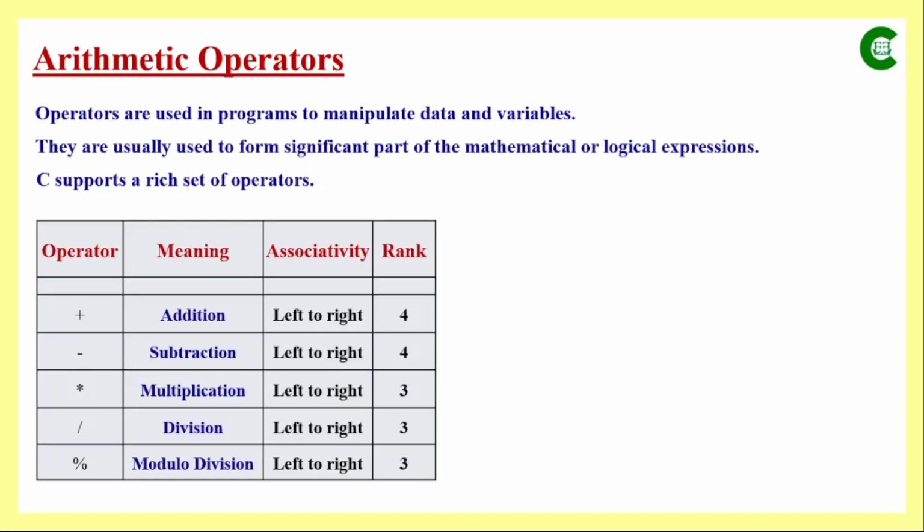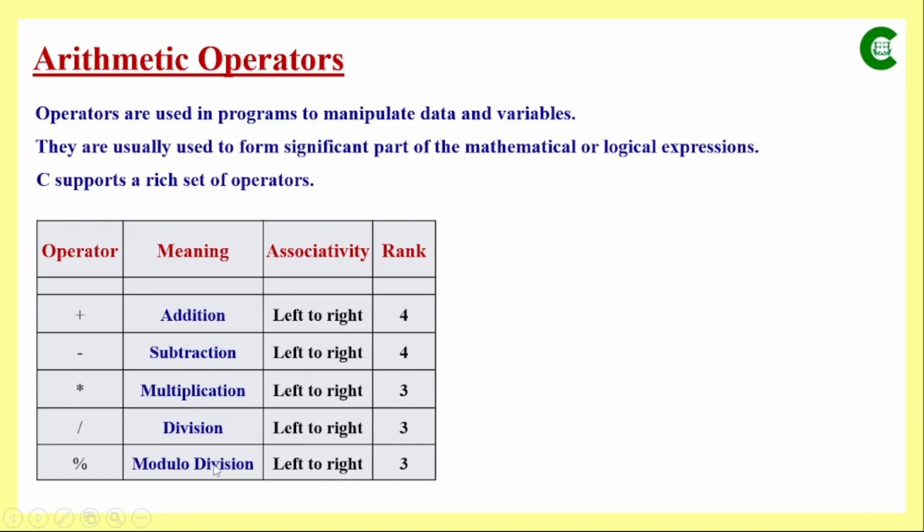In today's class, I will only talk about arithmetic operators. C supports 5 arithmetic operators. These are their symbols: plus, minus, then asterisk, front slash, and then percentage sign. And in the second column, we can see their meaning. We all are familiar with addition, subtraction, multiplication, and division. There is one more operation which is called, in the language of programming, modulo division.